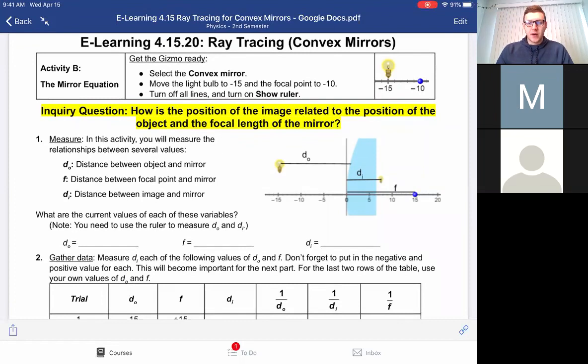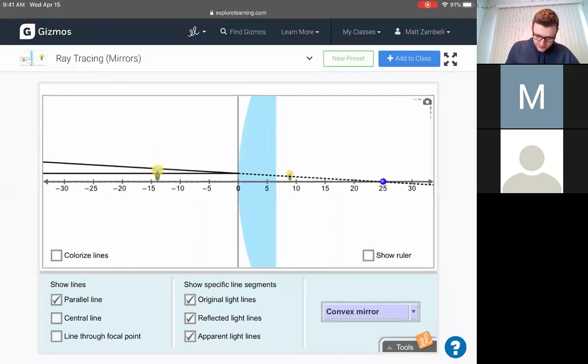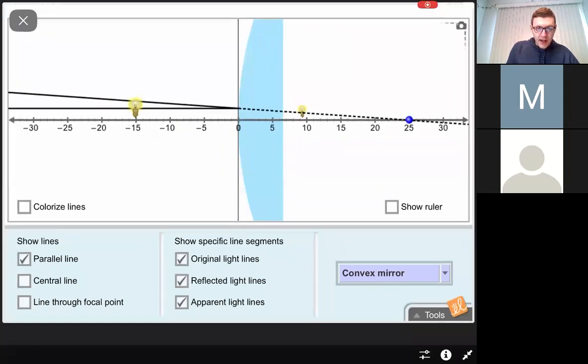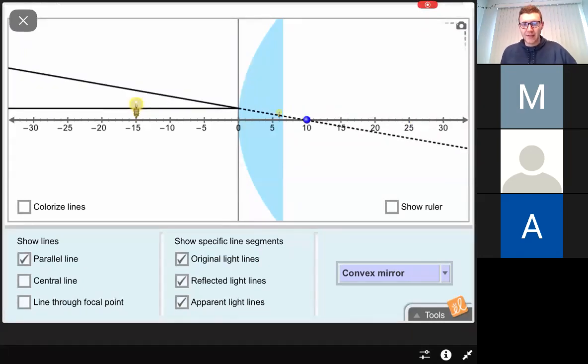We want to set the light bulb at a certain spot, and then put the focal point at a certain spot. Then we're trying to find the distance from the object to the mirror, or the center point, the 0. We want to find the distance from the image to the mirror, and then the distance of the focal length. So if we put our light bulb all the way at 15, and then it said to put the focal point at 10, correct?